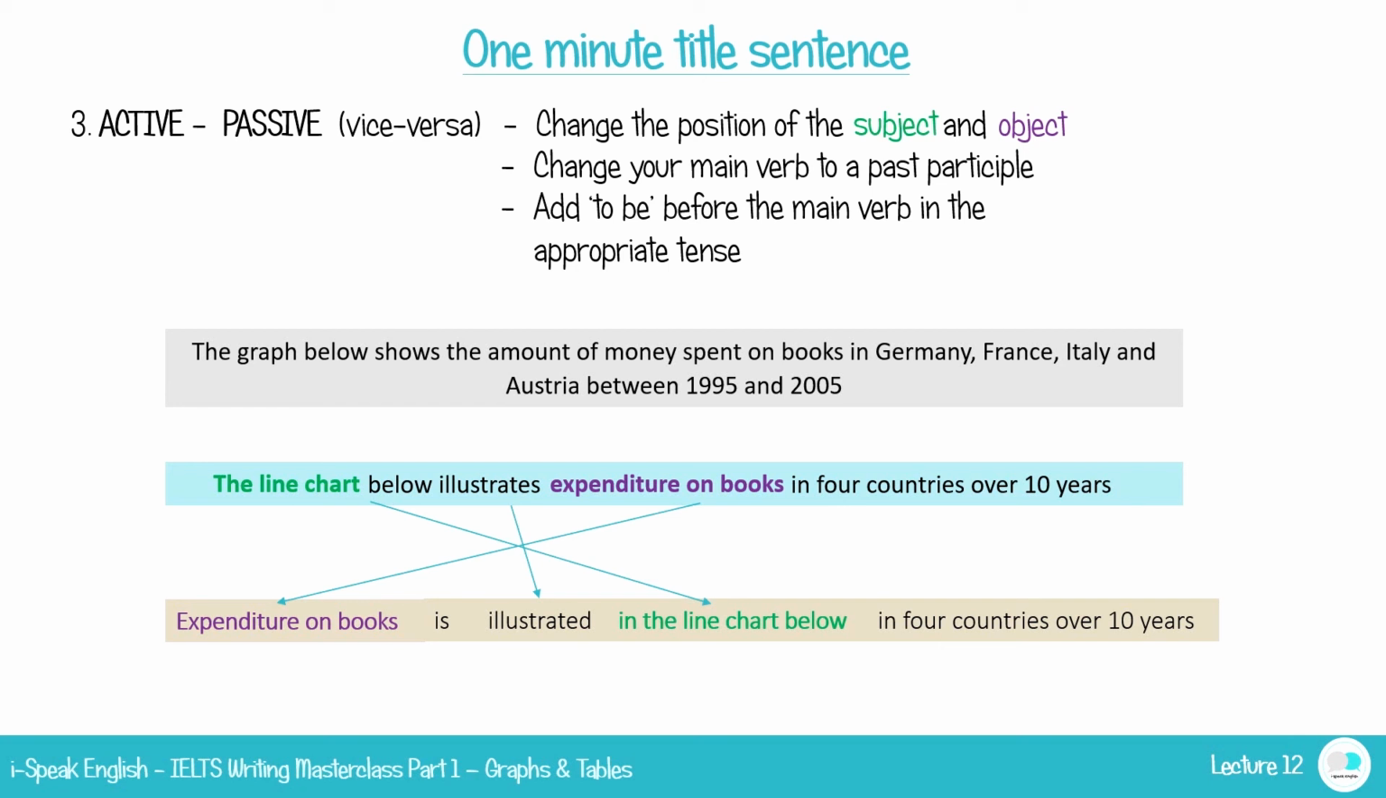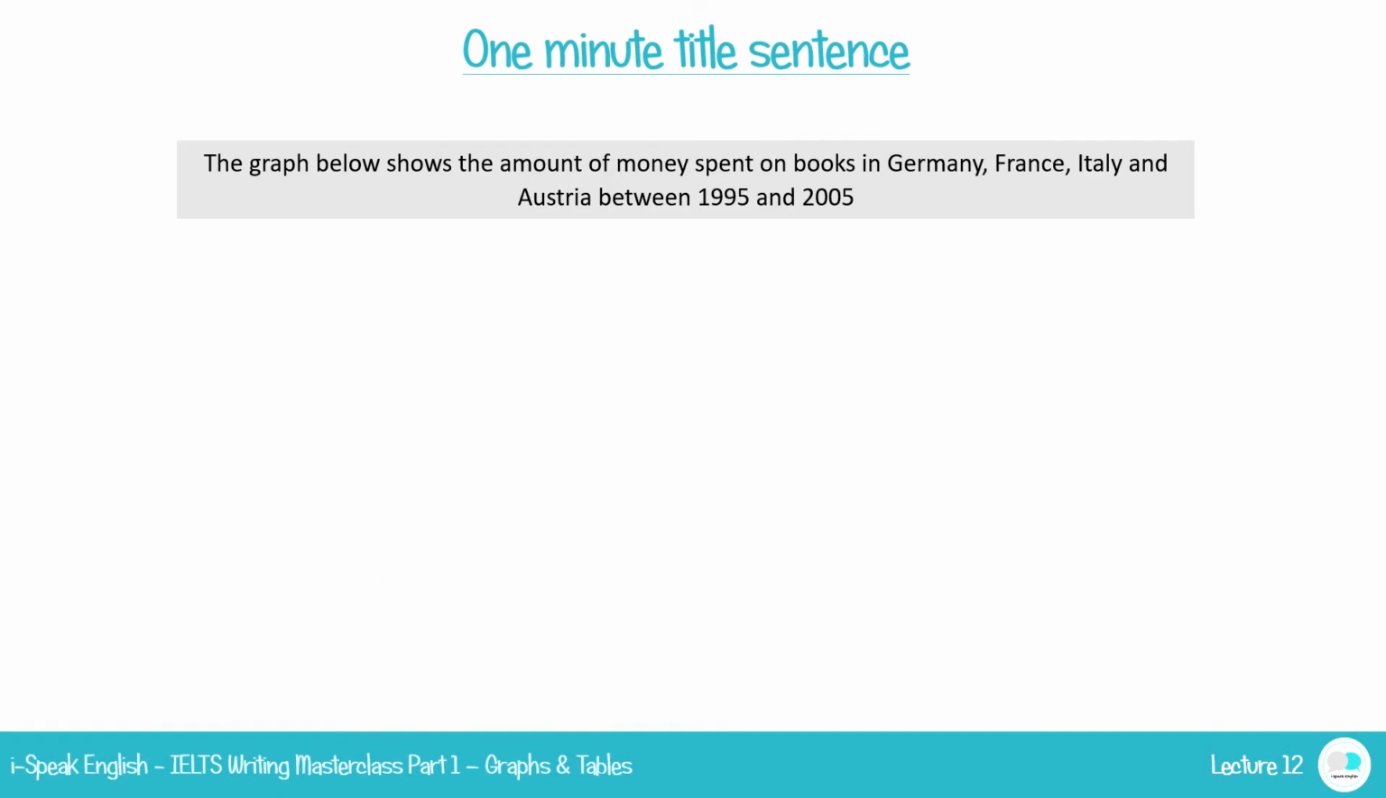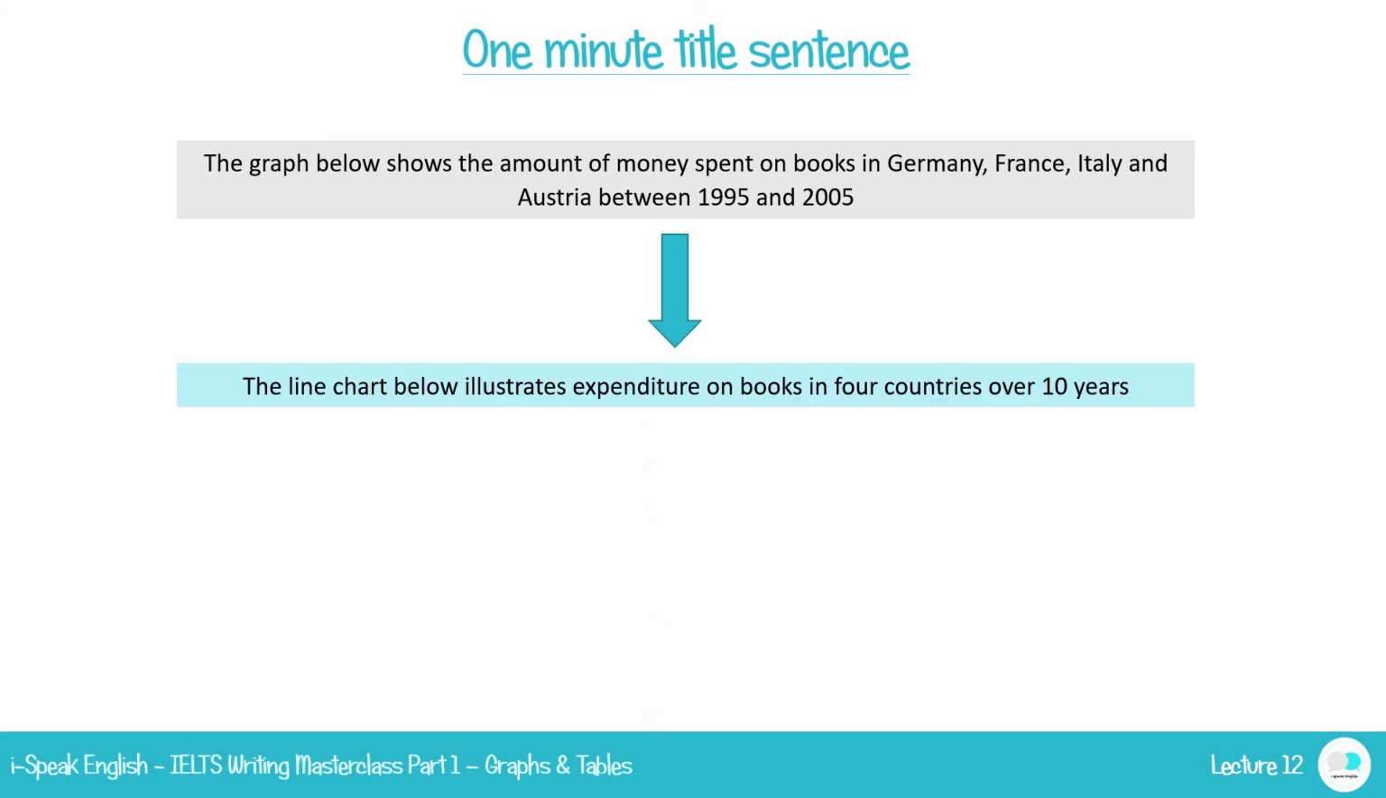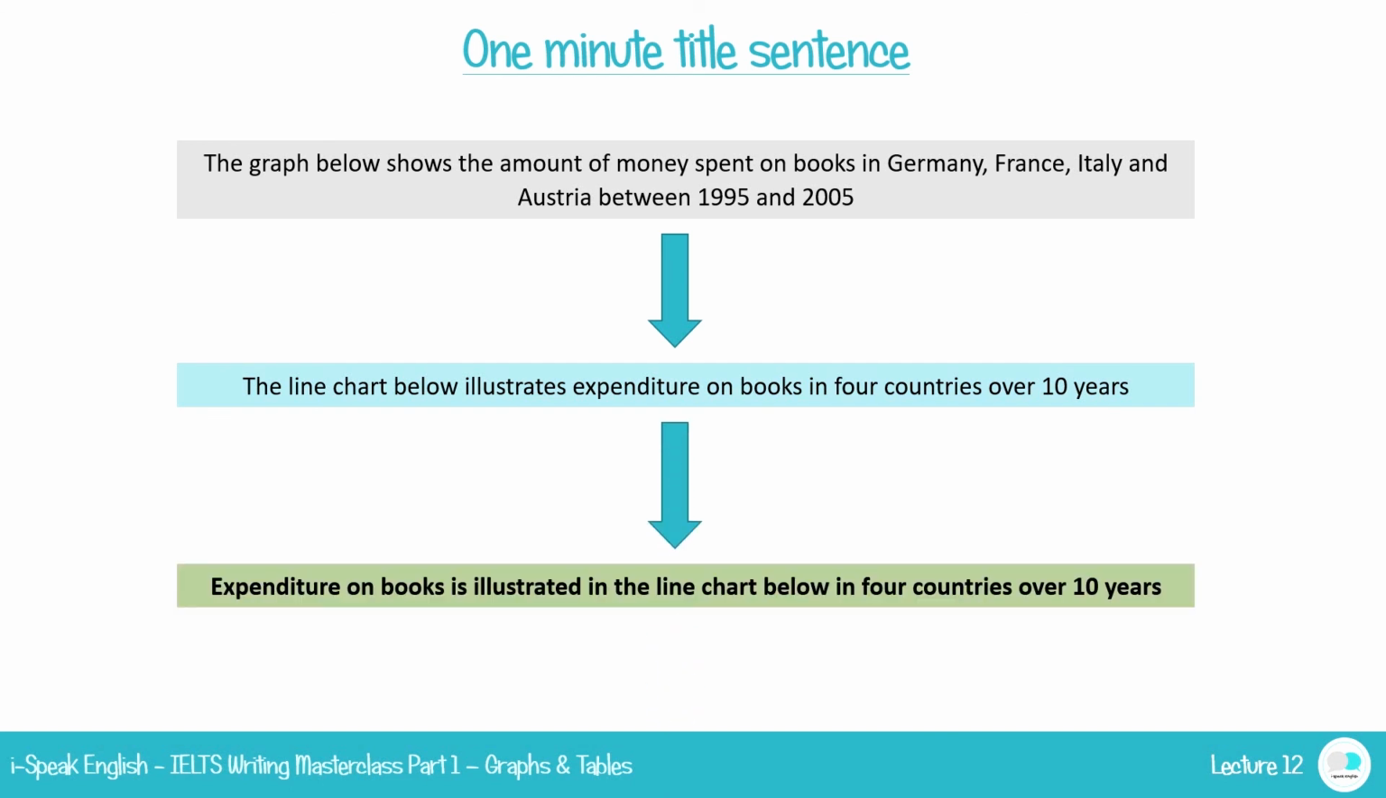So let me just show you one more time. This was our original sentence. The graph below shows the amount of money spent on books in Germany, France, Italy, and Austria between 1995 and 2005. We then changed the vocabulary, and it became the line chart below illustrates expenditure on books in 4 countries over 10 years. And then we changed the structure, and finally we got expenditure on books is illustrated in the line chart below in 4 countries over 10 years.